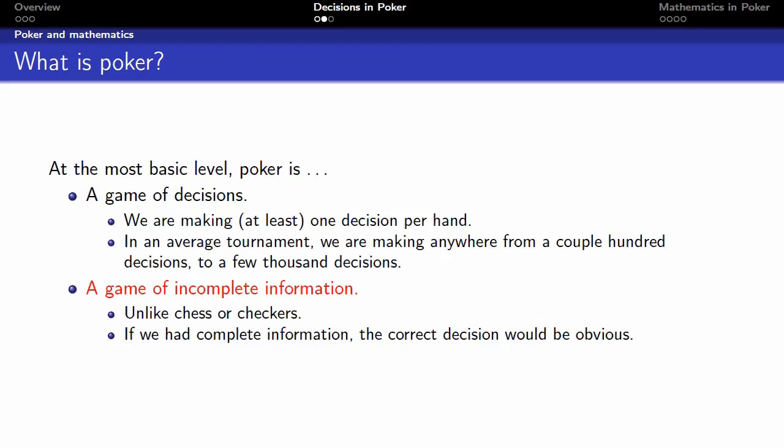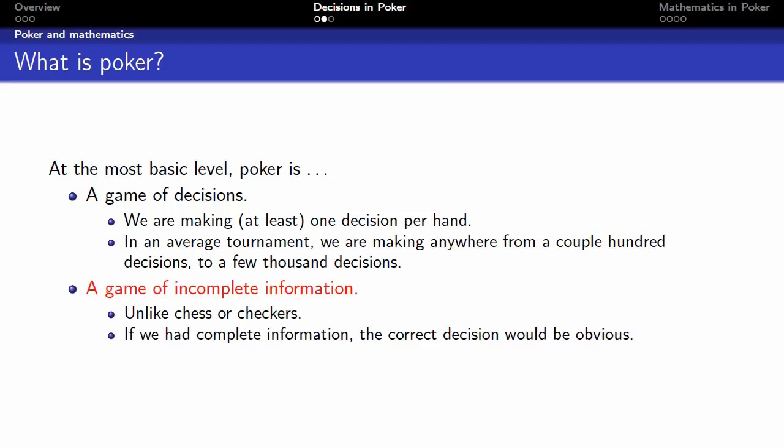But we don't have complete information. So you can only work on who probably has the best hand. And everyone only has so much information available. You never know what cards are going to come. And you can only make educated guesses at your opponent's hands. So you really need to be efficient with your information collection process and your decision making to optimize your gameplay.